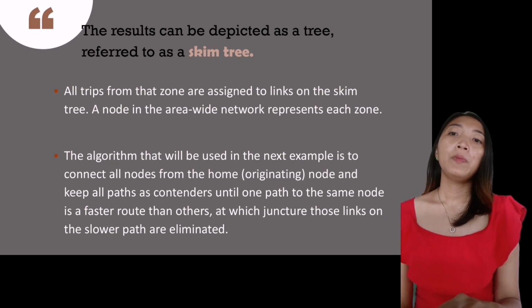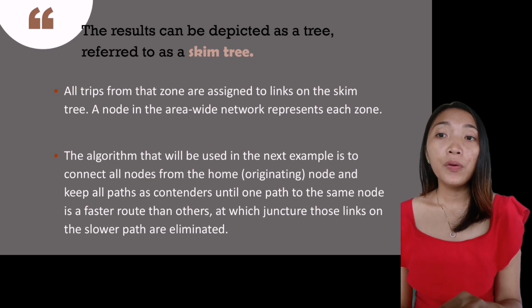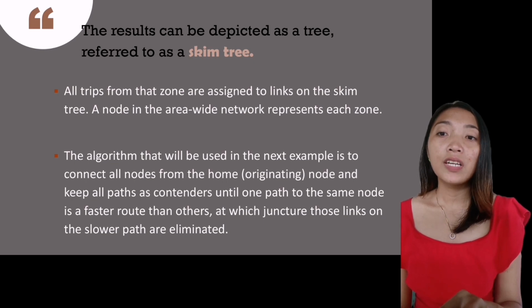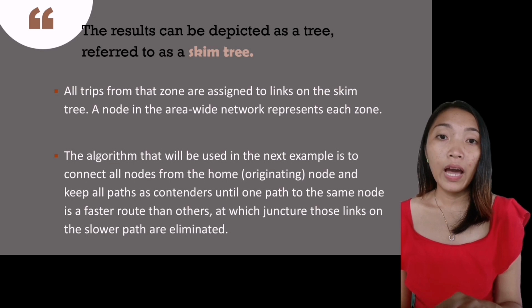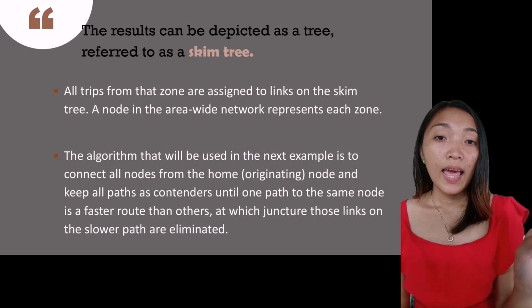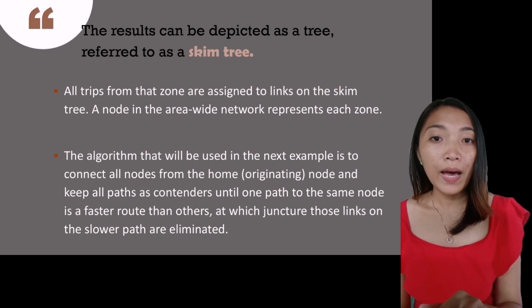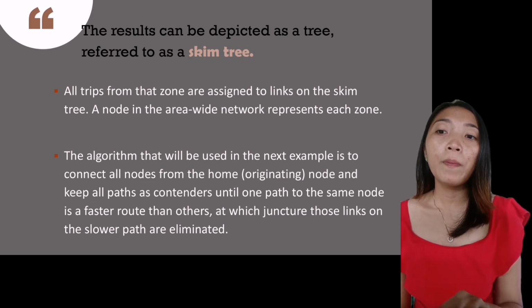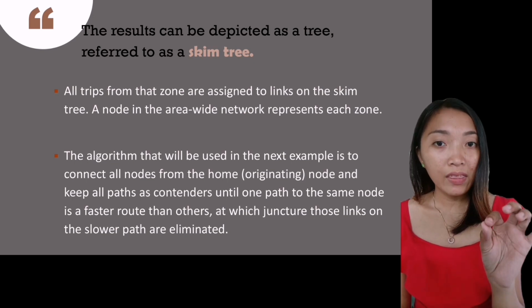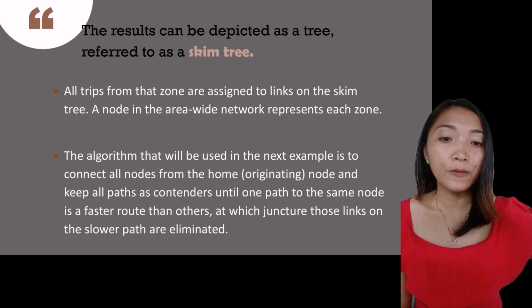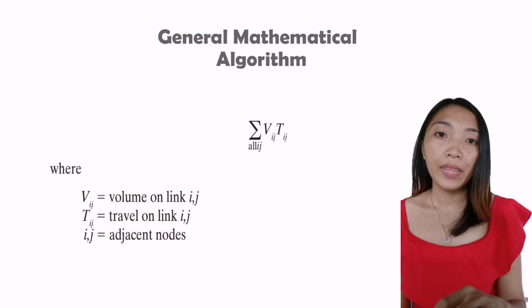So the algorithm that will be used in the next example is to connect all nodes from home, and keep all paths as contenders, until one path to the same node is a faster route than the others. So, ato na siya ikunik-kunik gikan sa home padulong sa zone na padulngan, and then kung asa ang route na mas paspas, mao to siya mapilian. And at which juncture, those links that are slower paths are eliminated. Kung asa tong path na mas dali, mao to'y magpabilin, and then the slower ones, eliminate na to. To solve this, we have a general mathematical algorithm.